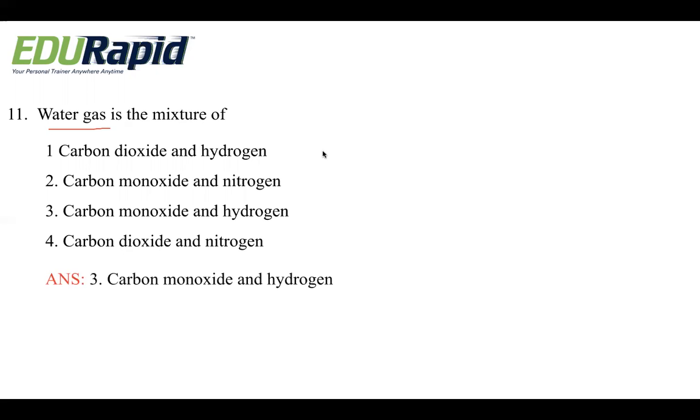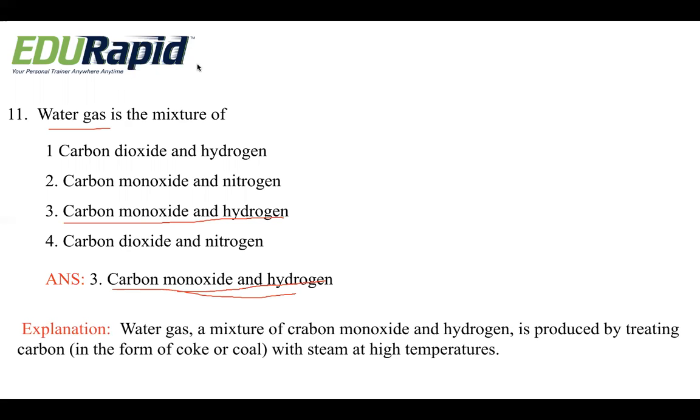So let us see the answer. It is the third option. It is carbon monoxide and hydrogen, right? So water gas is a mixture of carbon monoxide and hydrogen. Water gas is produced by treating carbon in the form of coke or coal with steam at a high temperature. So this is how it is synthesized in the lab.